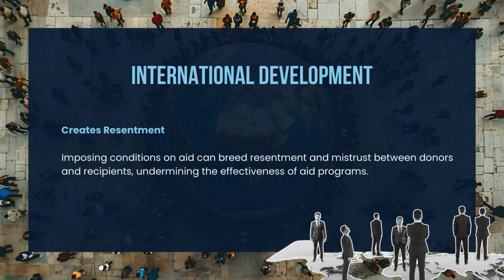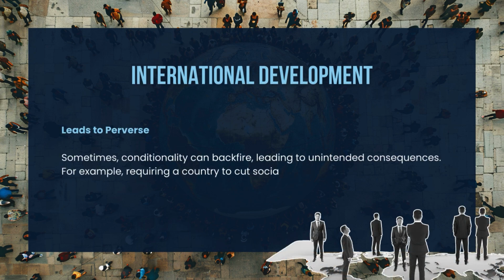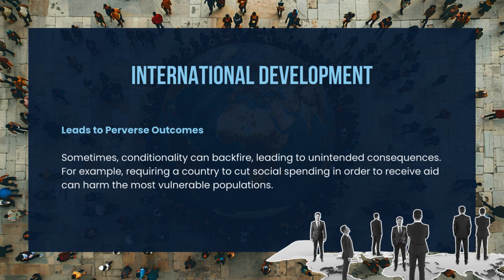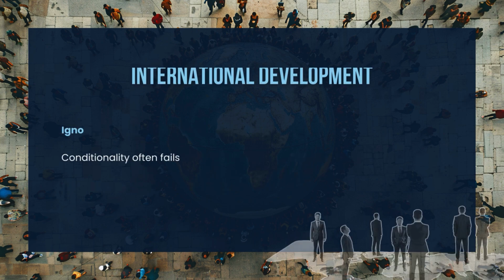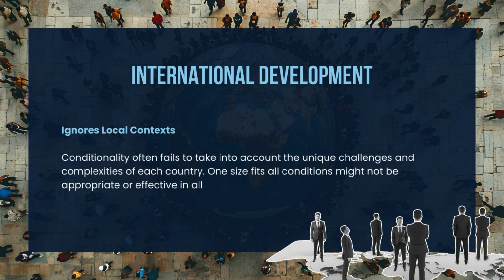Leads to perverse outcomes. Sometimes conditionality can backfire, leading to unintended consequences. For example, requiring a country to cut social spending in order to receive aid can harm the most vulnerable populations. Ignores local contexts. Conditionality often fails to take into account the unique challenges and complexities of each country. One-size-fits-all conditions might not be appropriate or effective in all situations.